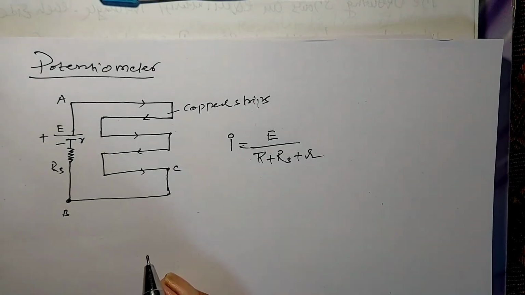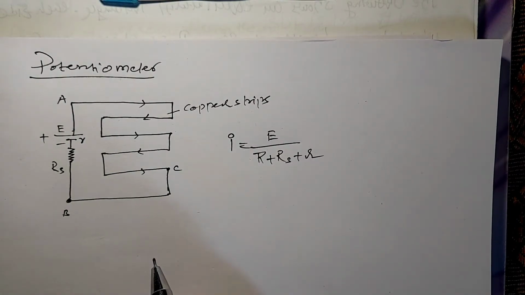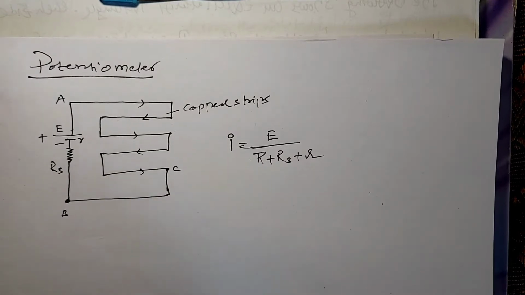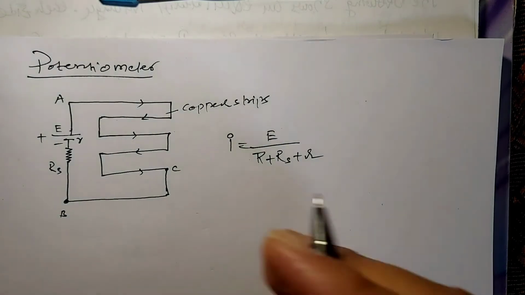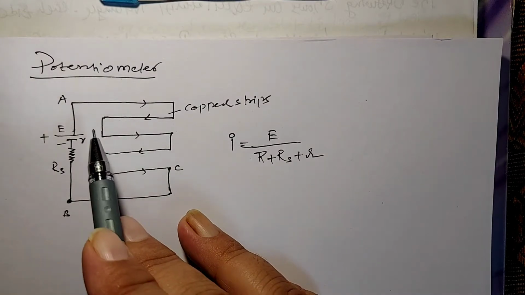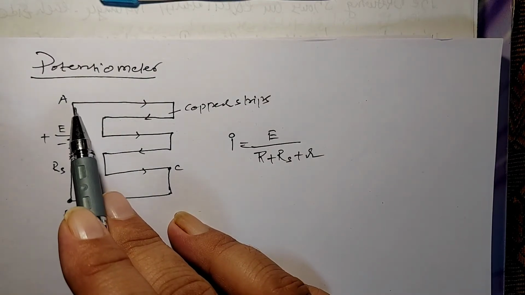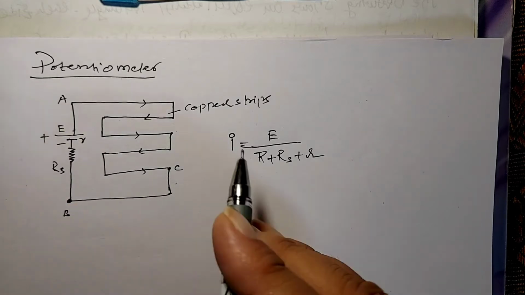Now, what is the principle of this potentiometer? On what principle does it work? The principle of the potentiometer is that the potential difference between any two points is directly proportional to the balancing length, or length between the two points. Now on the wire we want to find the potential difference between the two points A and C. How can we find it?